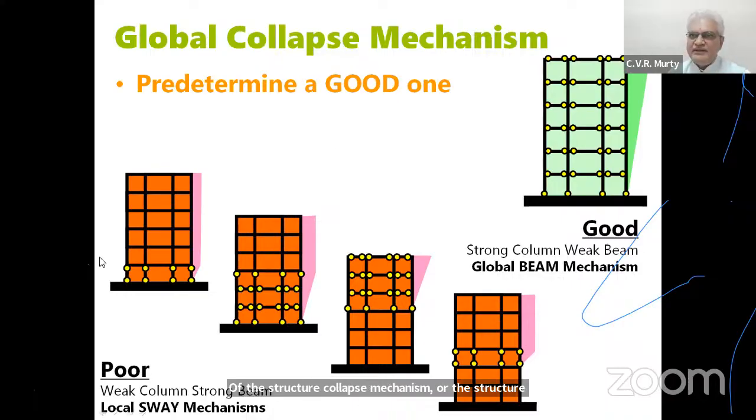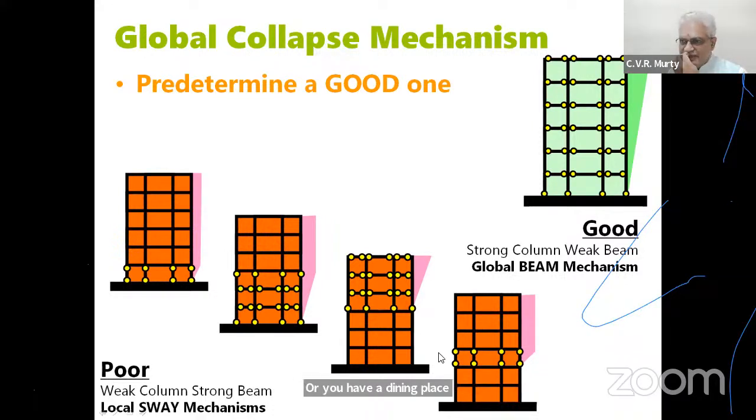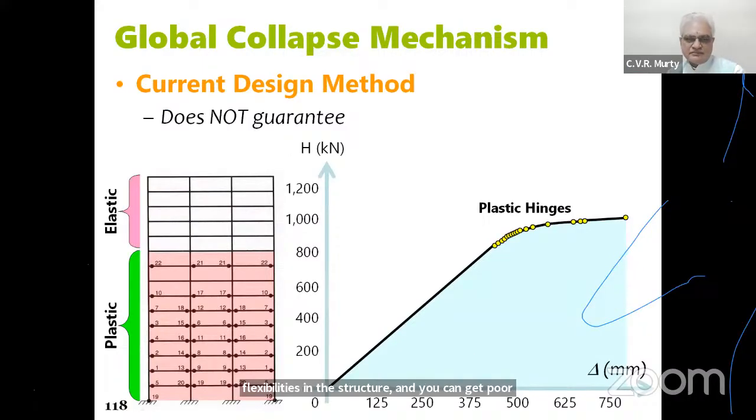So if you have a parking lot in the ground story without any structural walls, or if you have tall stories in a hotel building, or tall stories in a commercial facility where you have cinema halls, or a dining place with glass windows all through on all four sides with everything exposed and no stiffness elements, then you will notice that, for functional reasons, you are creating flexibilities in the structure and you can get poor performance during earthquakes.